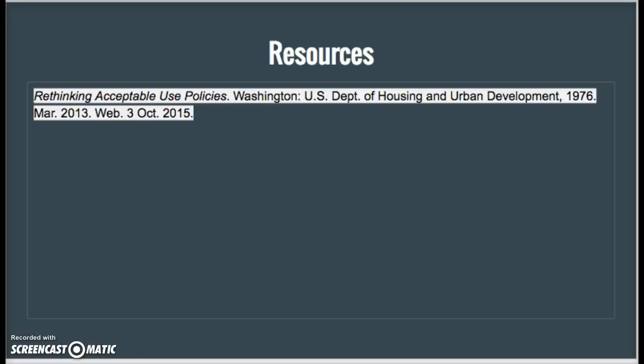As I was completing this project, I read this document, Rethinking Acceptable Use Policies, that was put together by the United States Department of Housing and Urban Development, as well as our policies that we currently have at Falls Church City Public Schools.